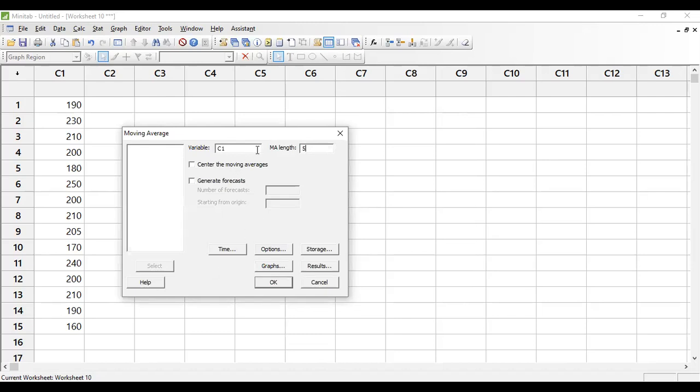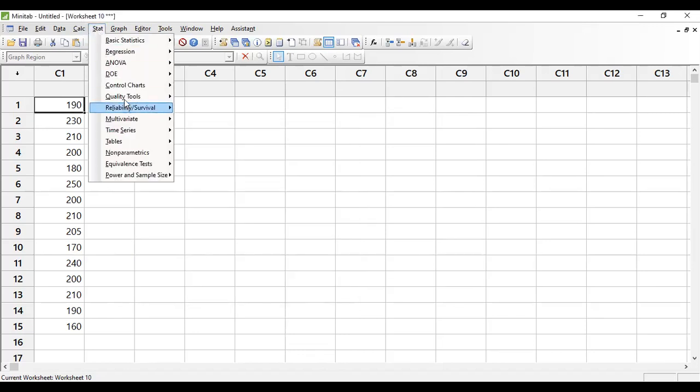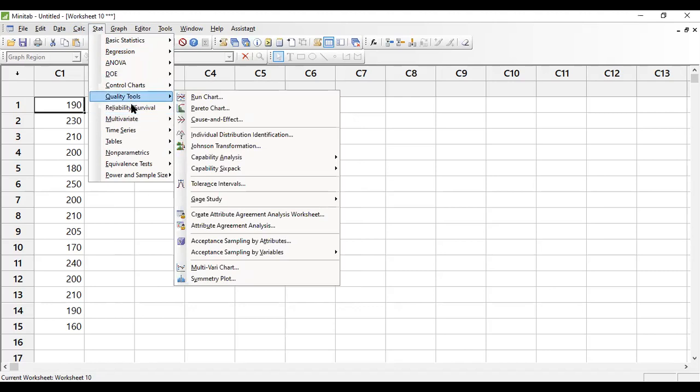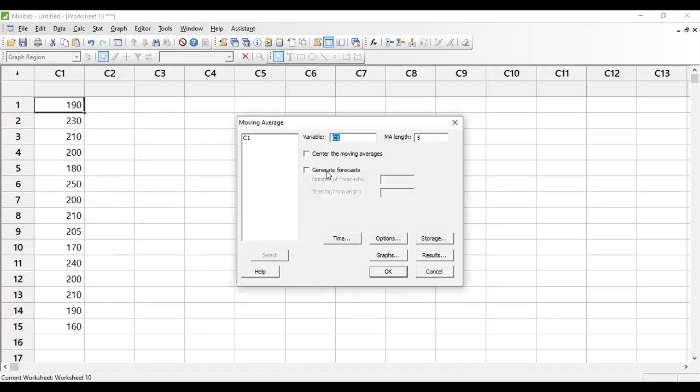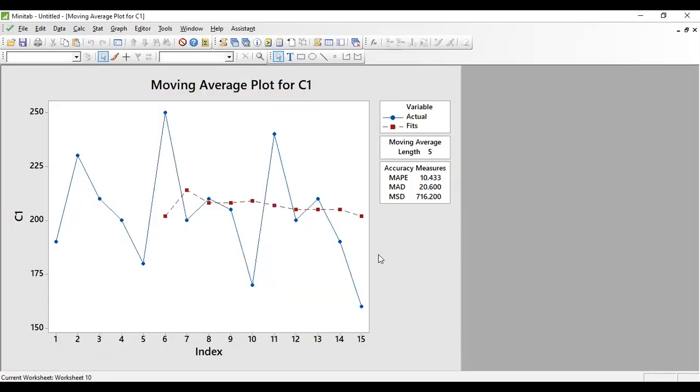Then we calculated the moving average manually, but here we are going to use the Minitab statistical software. First we have to copy this data to the Minitab worksheet, then go to Stat, select time series and moving average. Then select the variable here, C1, and moving length. Here we are going to analyze the 5 days moving average, so we have to select 5 and then okay, right? Now you can see the diagram.